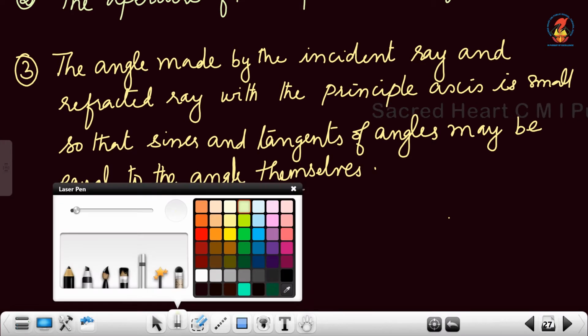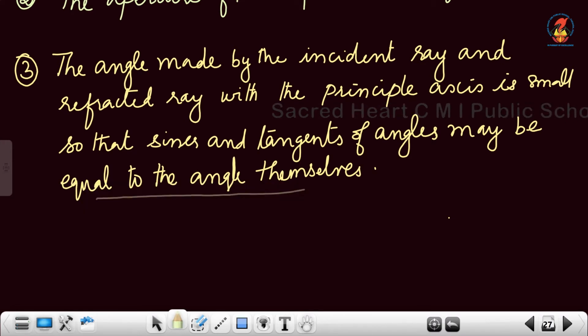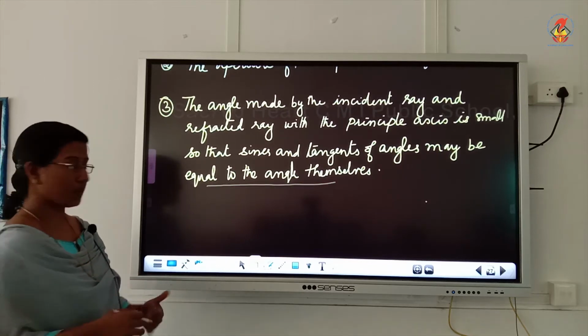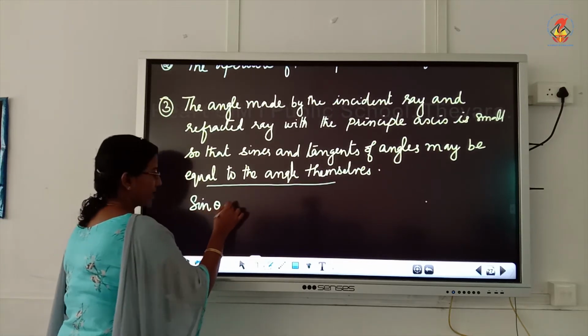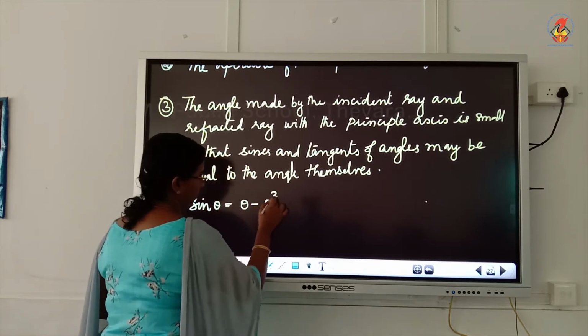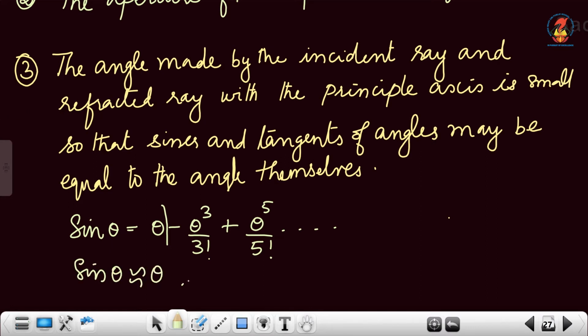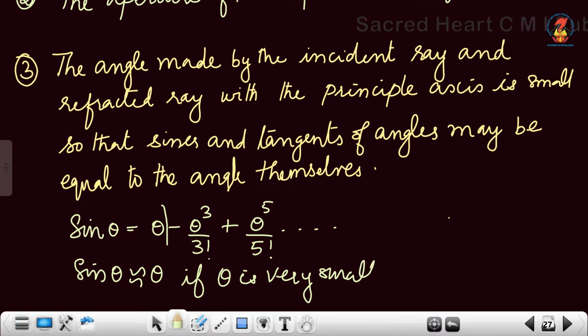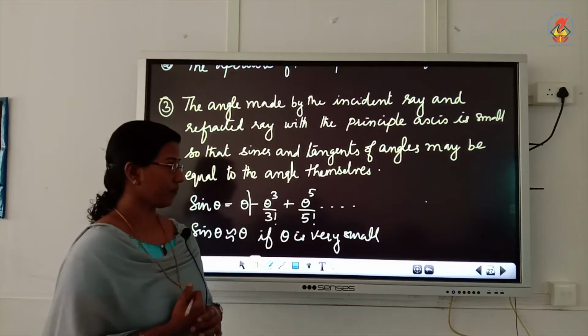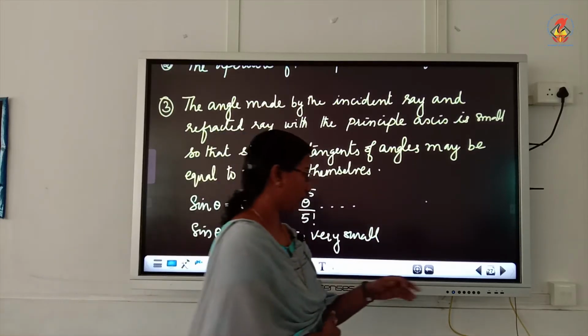Now this, you have studied the binomial expansion of sine theta, cos theta, tan theta, etc. in, I think, the previous year. Sine theta can be written as theta minus theta cube by 3 factorial plus theta raised to 5 by 5 factorial, etc. Now if the angle theta is very small, then we can take only the first term and neglect the remaining terms. So sine theta is approximated to theta if the angle theta is very small. Same for tan theta. If the angle theta is very small, then tan theta can also be approximated to theta. So using these three assumptions, we are going to derive the relation.